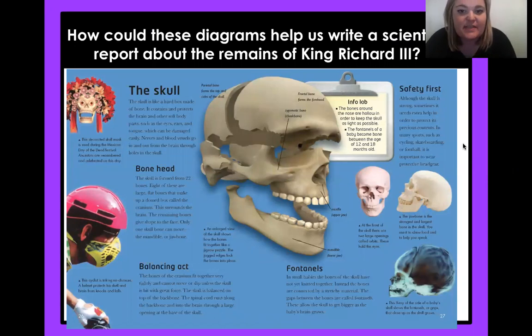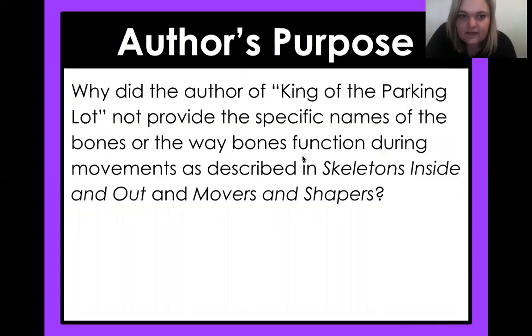How could these diagrams help us write a scientific report about the remains of King Richard III? So first, we're looking at these diagrams of a skull. We got one right here. We got multiple of them. It looks like this is the one that gives us the most information. It tells us the parts. So let's go ahead and look.